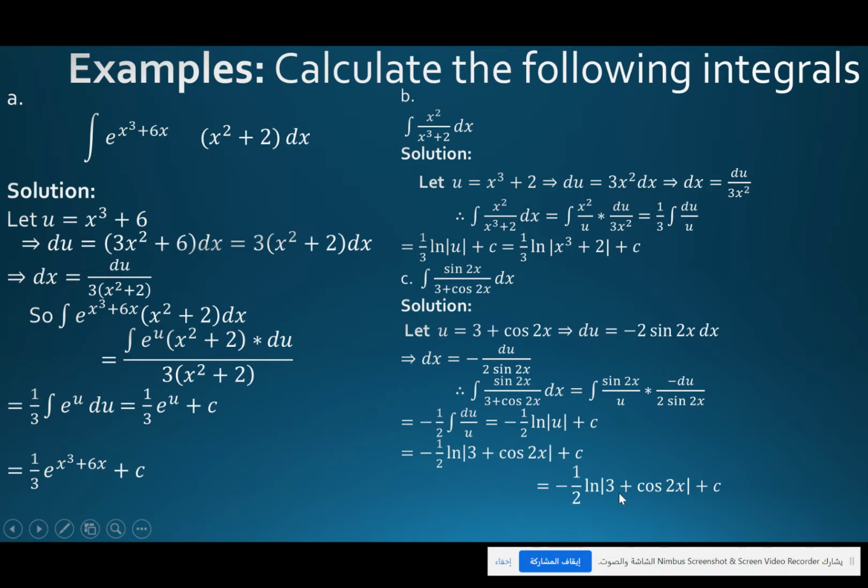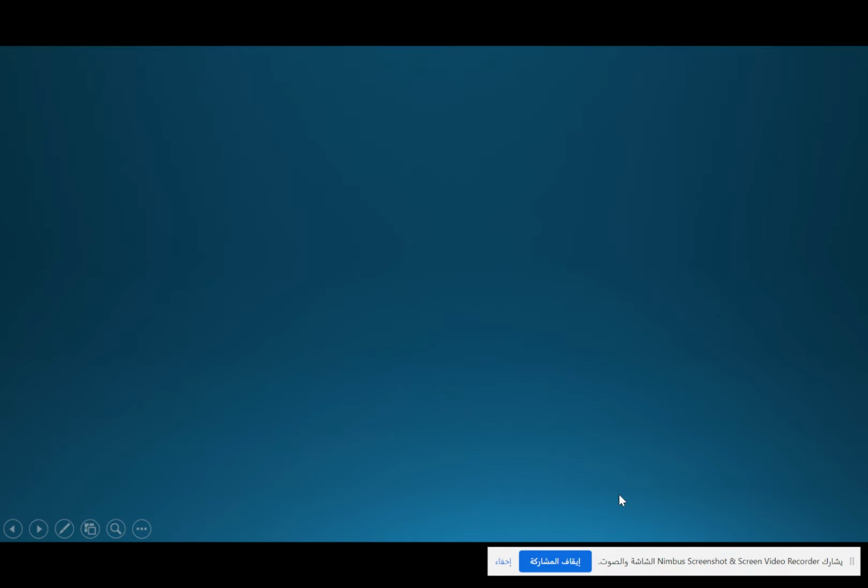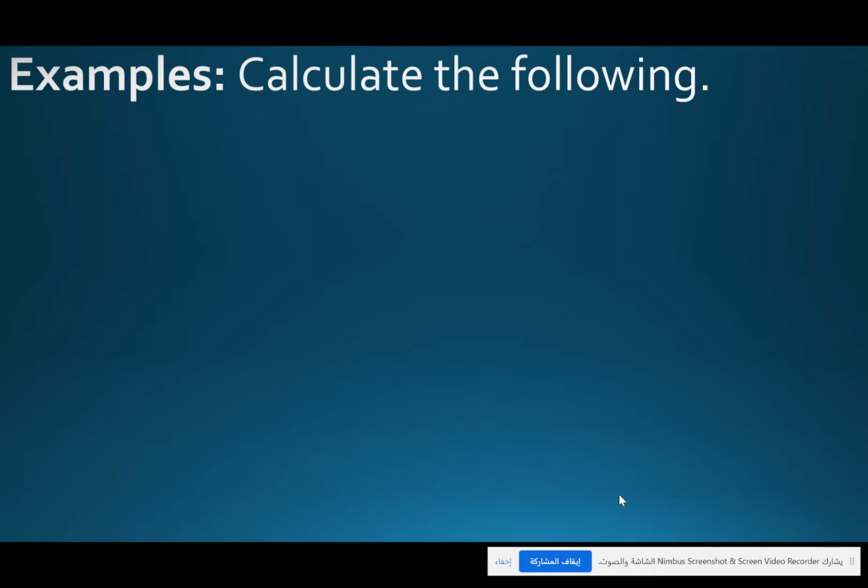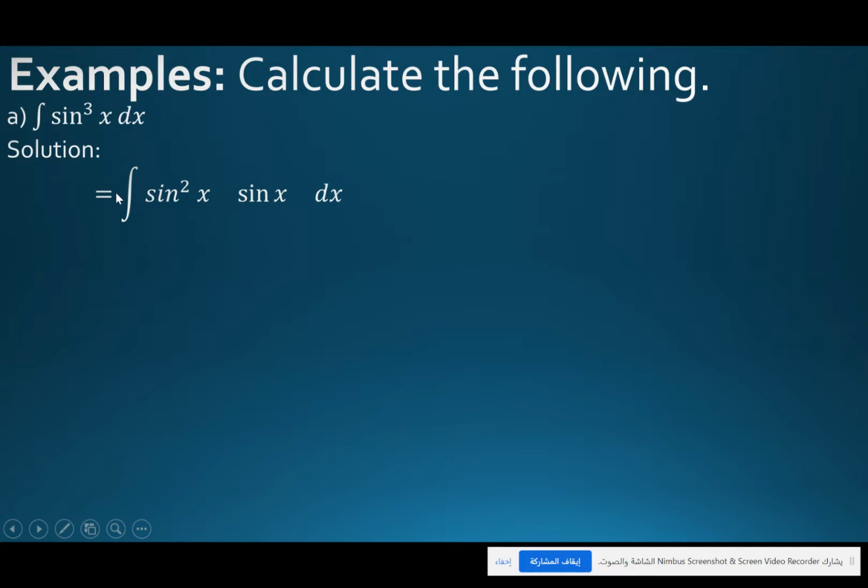Or you can write it in that way. Now we can have a new example with new ideas. Calculate the following: integration of sine to the power of 3 x dx. Now, this sine has an odd power, here a power of 3, and this works for all trigonometric functions with any odd power. So let us see. You're going to expand it by sine square always. You have to write sine square and multiply by sine x.